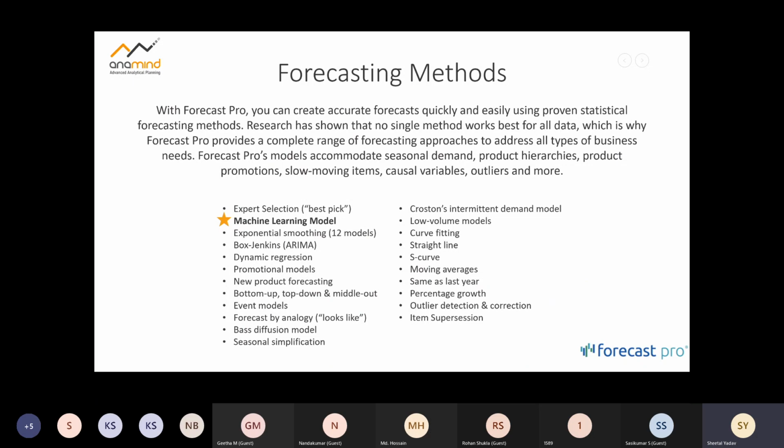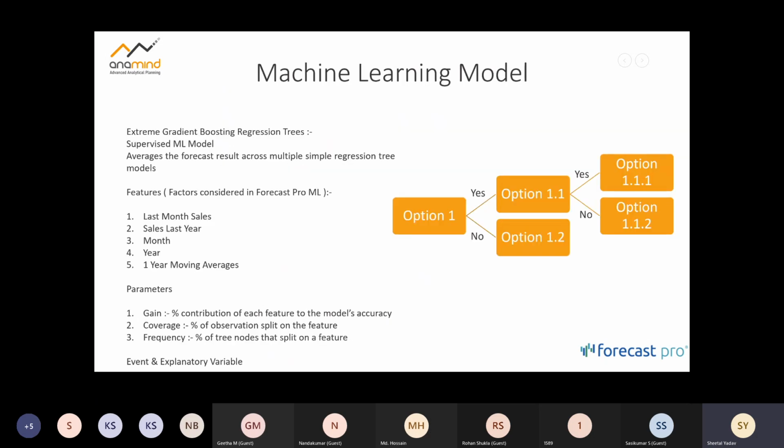So there is a recent addition that was done by Forecast Pro last year. That was a machine learning model. And let's talk about the machine learning method which Forecast Pro utilizes. So we have an extreme gradient boosting regression tree method, which is being utilized by Forecast Pro.